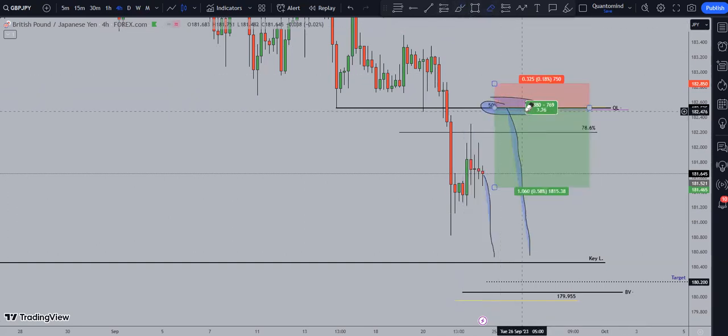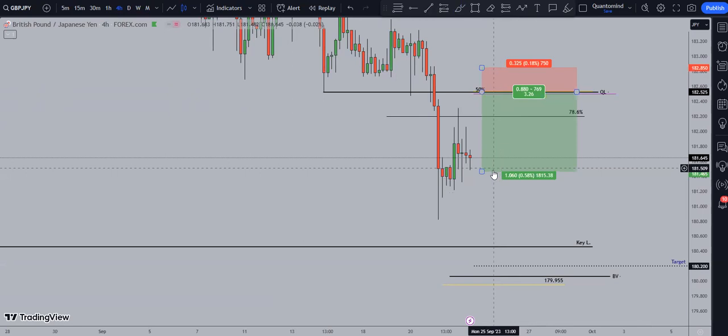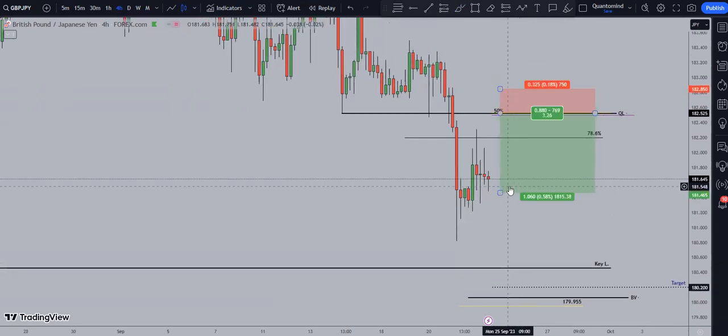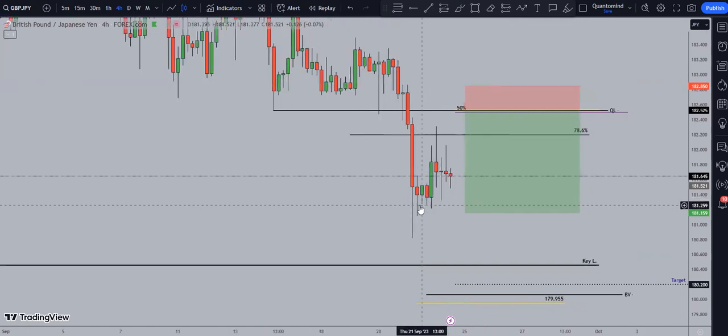So that's it. That's the analysis for GBP Japanese yen. And this is going to be a 1 to 10. All of them are high risk to reward potential. Can't wait to see what's going to happen.